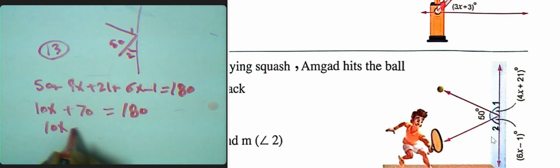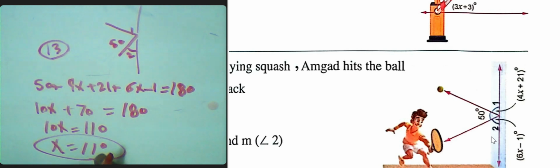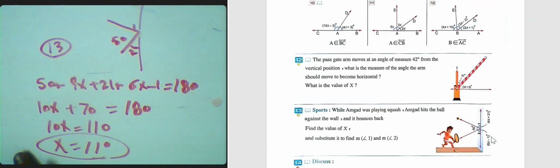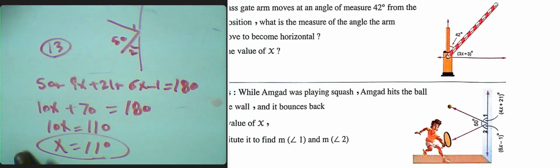Then you can write 10x equals 180 subtract 70, which is 110. This is the value of x here. It will be 11 degrees, by dividing by 10 on the left hand side and right hand side. Next example, let's discuss here.